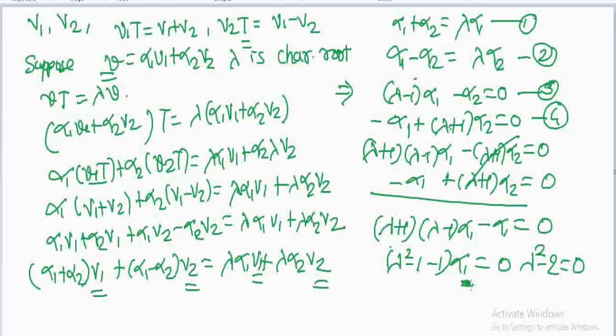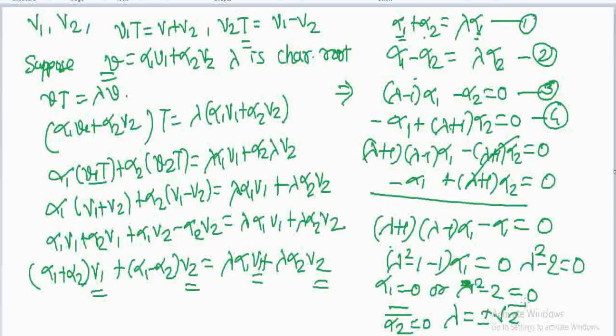So there are two possibilities. First possibility is alpha 1 equal to 0, or second possibility lambda square minus 2 equal to 0. If we consider alpha 1 equal to 0, then alpha 2 also equal to 0. Substituting in any equation from 1, we can put alpha 1 equal to 0 in equation number 1, we get alpha 2 equal to 0, and that will be the trivial. So let us take that lambda square minus 2 equal to 0. This implies lambda equal to plus or minus root 2, right?